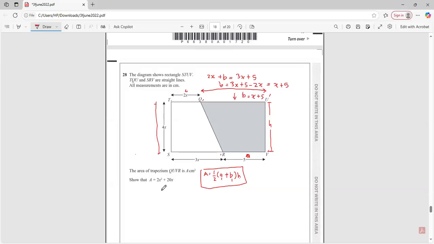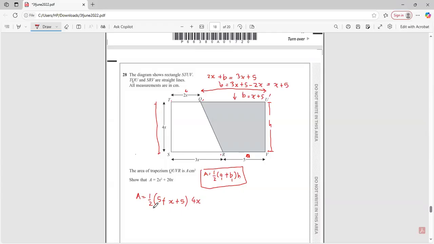So let's go and throw in things in our formula. Let's see how it goes. So A, which is the area, is equal to, we'll start with half into bracket. Small letter A is 5. We've already established that. Plus B is what? X plus 5. I'm just substituting things now and watching, hoping that everything will play out. And then my H is what? 4x.